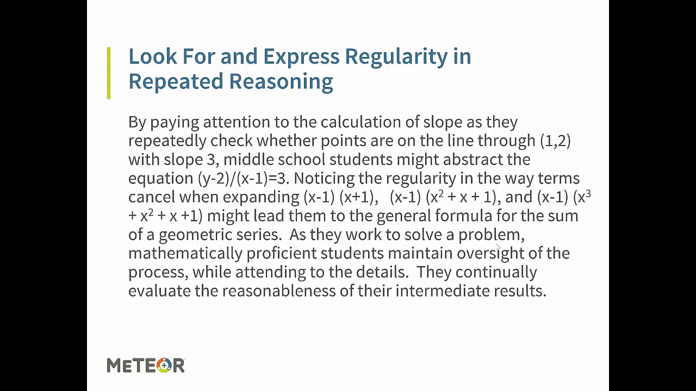By paying attention to the calculation of slope as they repeatedly check whether points are on the line through 1, 2 with slope 3, middle school students might abstract the equation y minus 2 divided by x minus 1 equals 3.